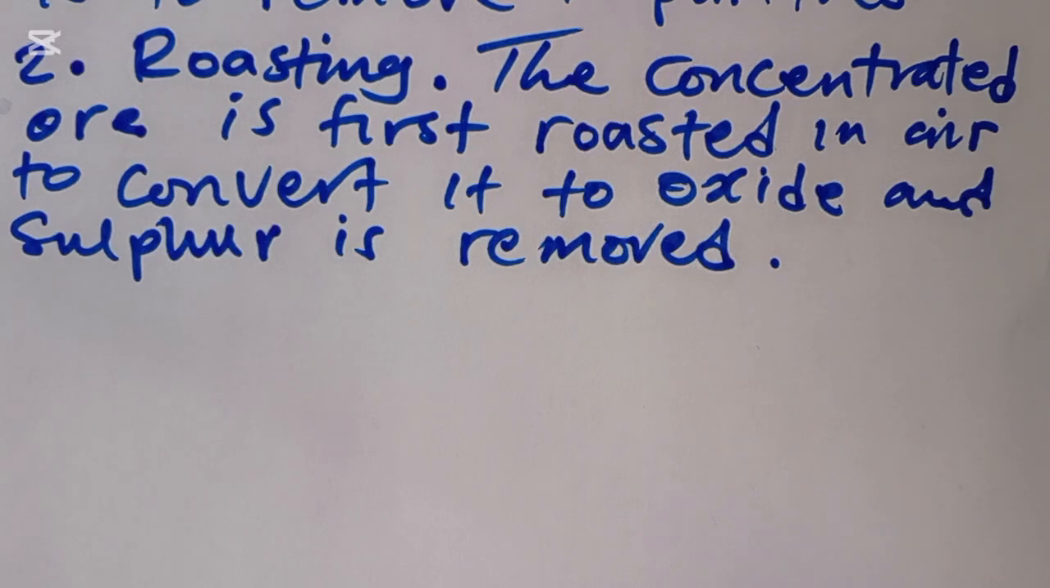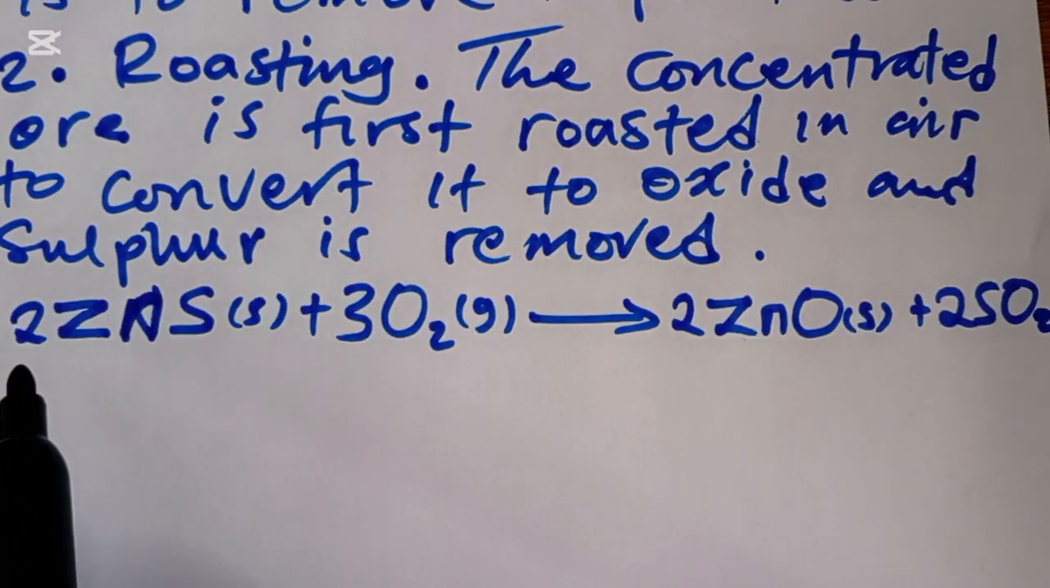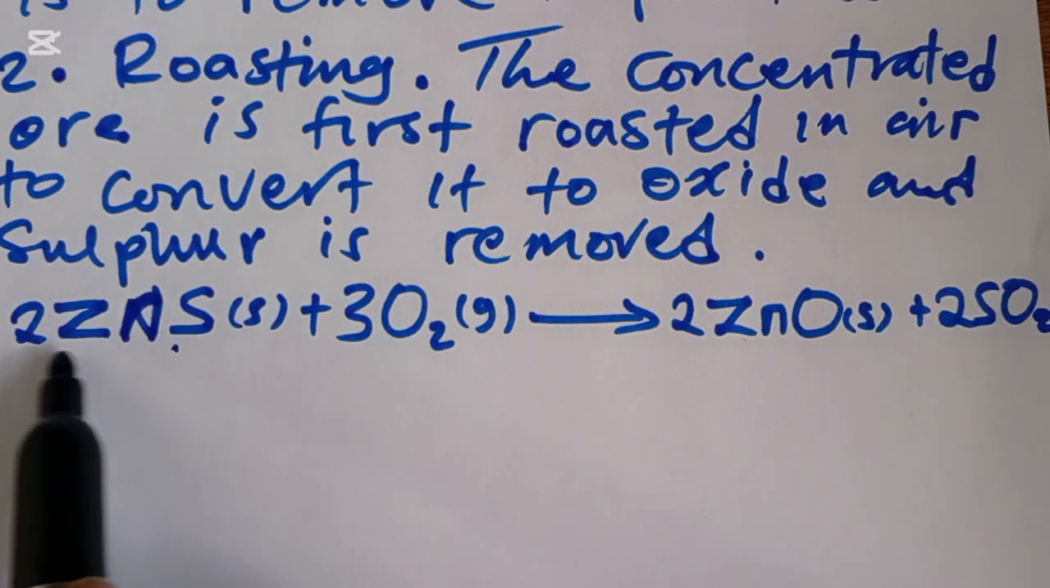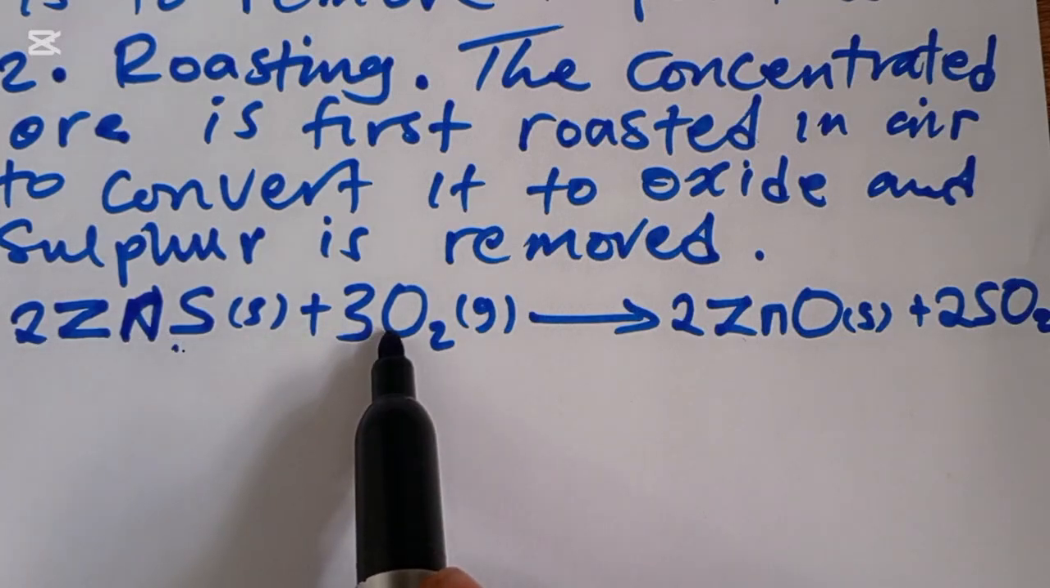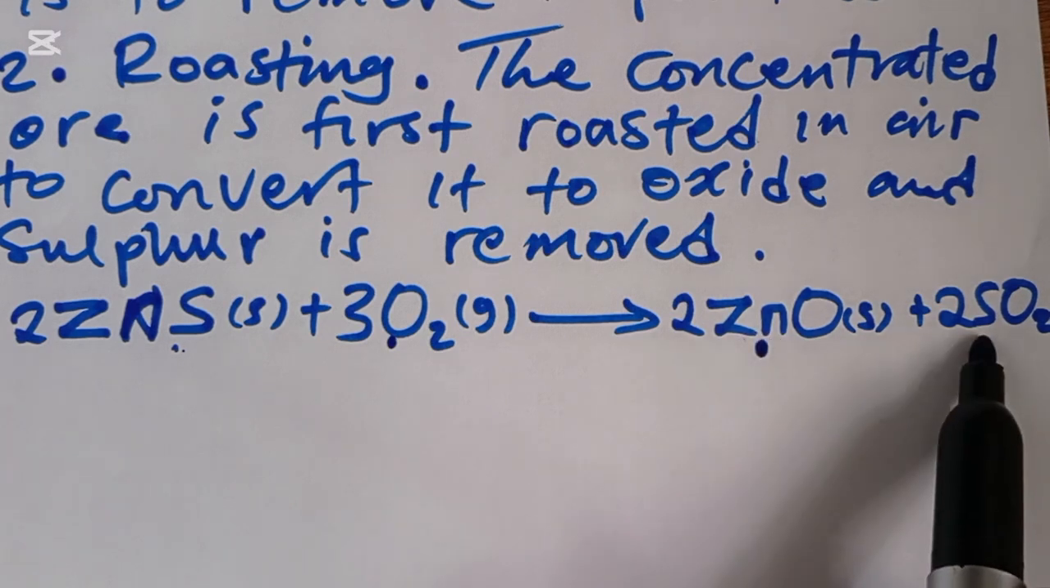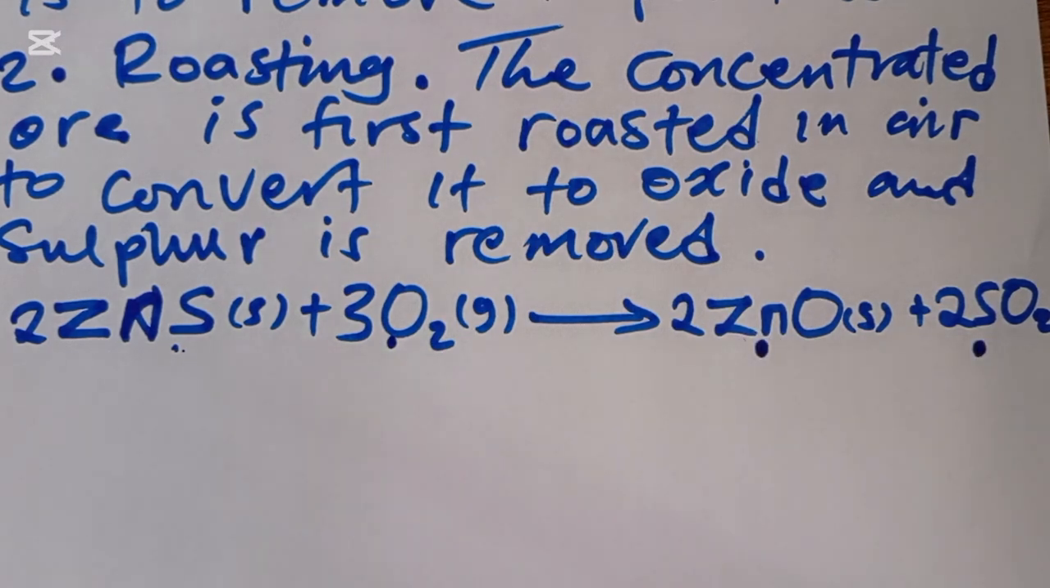In this case, we have the balanced chemical equation. Zinc sulfide, which is the ore of zinc, zinc blende, plus oxygen, we are going to have zinc oxide plus sulfur dioxide. So that is the second process.